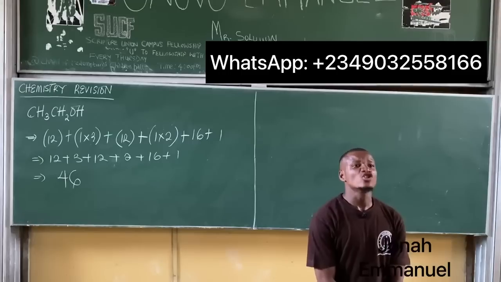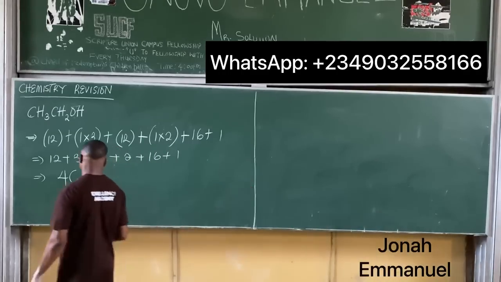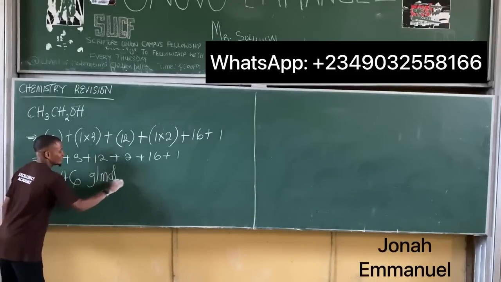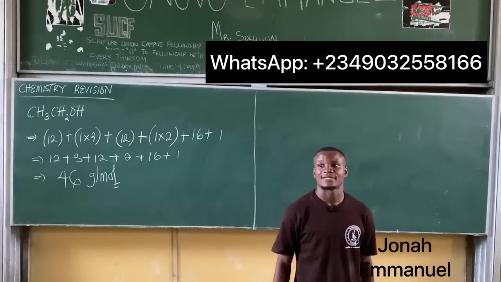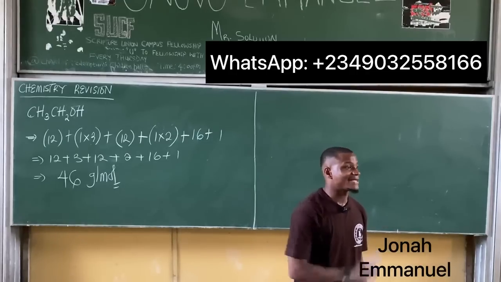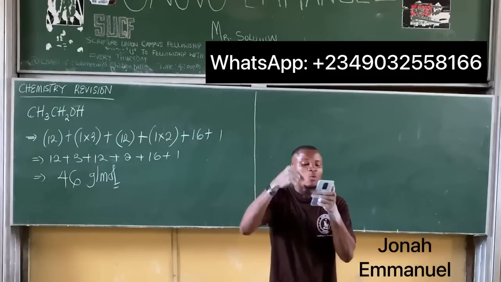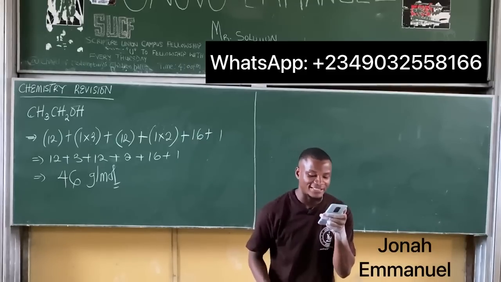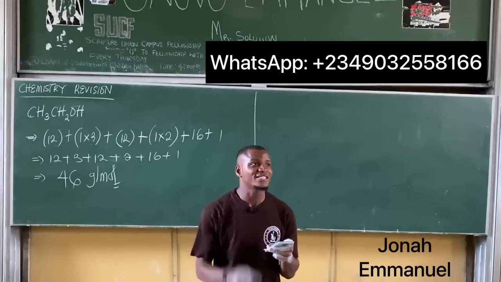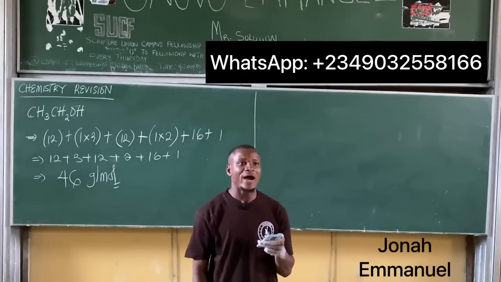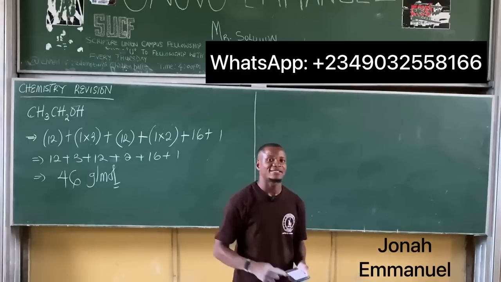Is it correct? The answer is no. Be very careful. They didn't tell you molar mass, they said mass. Ethanol, CH3CH2OH, is one of the active ingredients in the making of hand sanitizer. Is it correct that ethanol has a mass, not molar mass, of 46? The answer is what there? No. Why or why not? Because 46 is the molar mass of ethanol and not the mass. That's the answer.